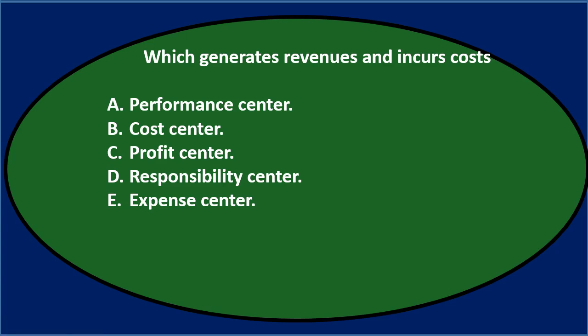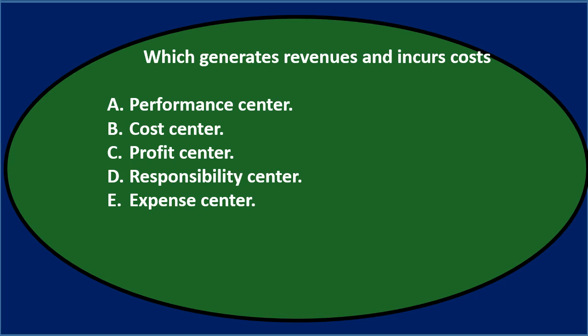In this presentation, we will take a look at multiple choice questions related to responsibility accounting, going through the questions and then practicing test-taking skills with them. First question, which generates revenues and incurs costs? A, performance center, B, cost center, C, profit center, D, responsibility center, and E, expense center.